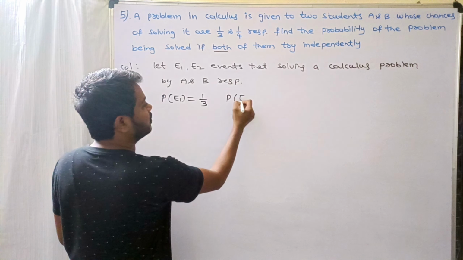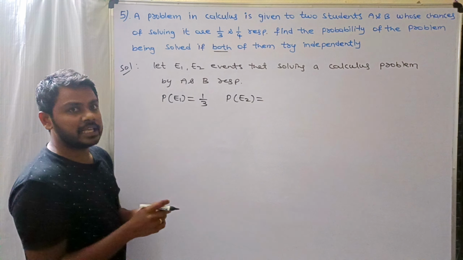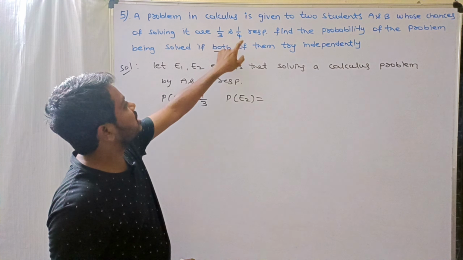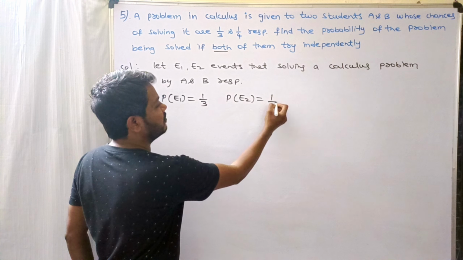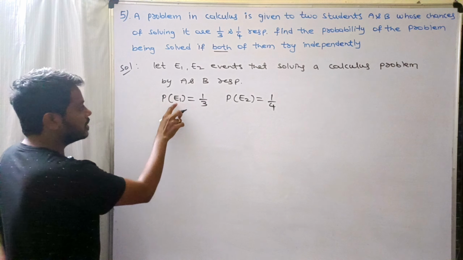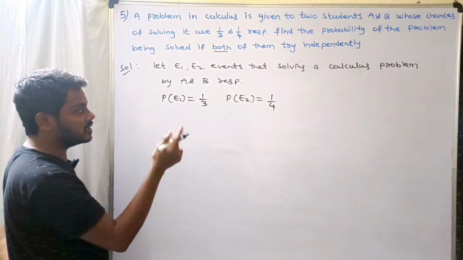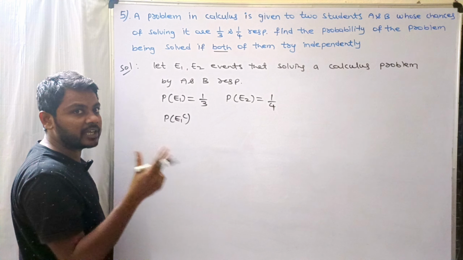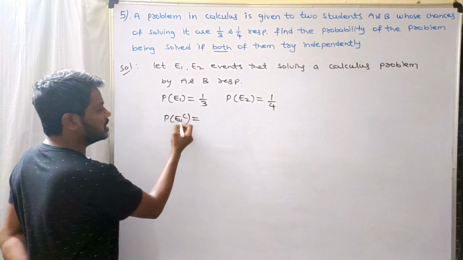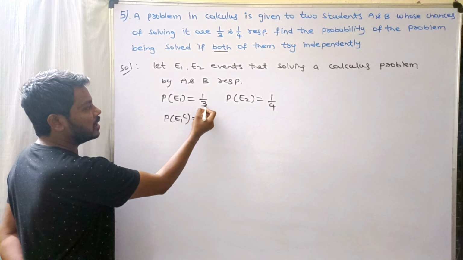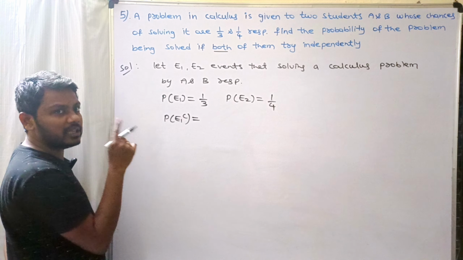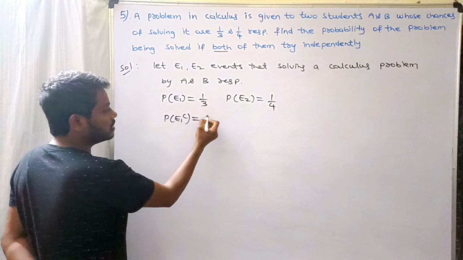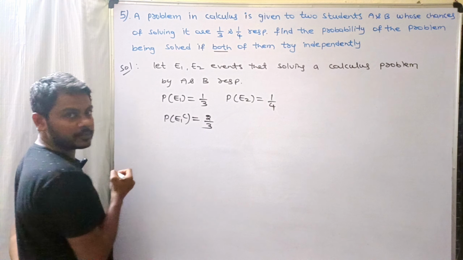And what is P of E2? Here E2 is the event that a calculus problem is solved by student B. Clearly what is the chance of B? 1 by 4. So E1 is that A solves. What is meant by E1 complement? A is not solving the calculus problem. So not means we can take the complement. Out of 3, event E1 is 1, and E1 complement, not E1, is the remaining 2 by total 3.